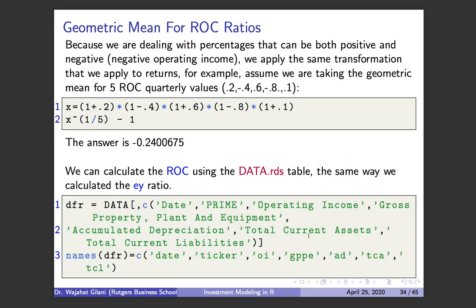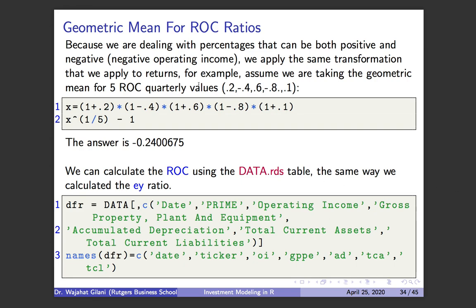Now let's talk about the fact that the ROC is a ratio. It's not a whole number. We can have positive ROC scores and negative ROC scores, just like returns. How do we deal with this? We deal with it just like we dealt with it with returns. We add 1 to each.